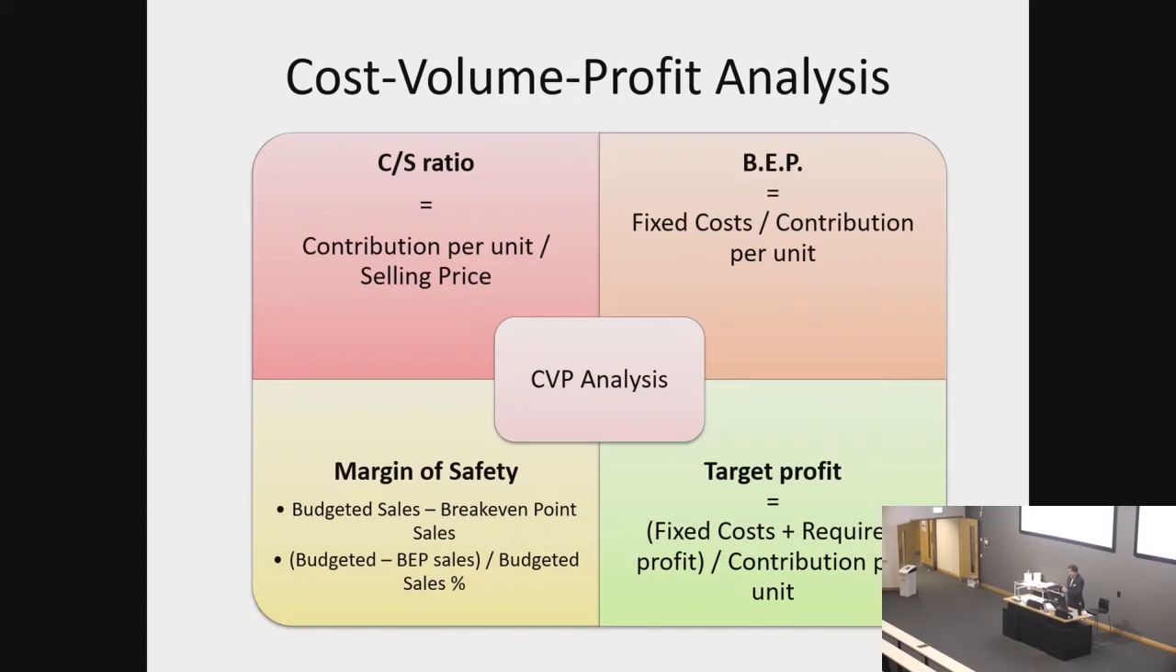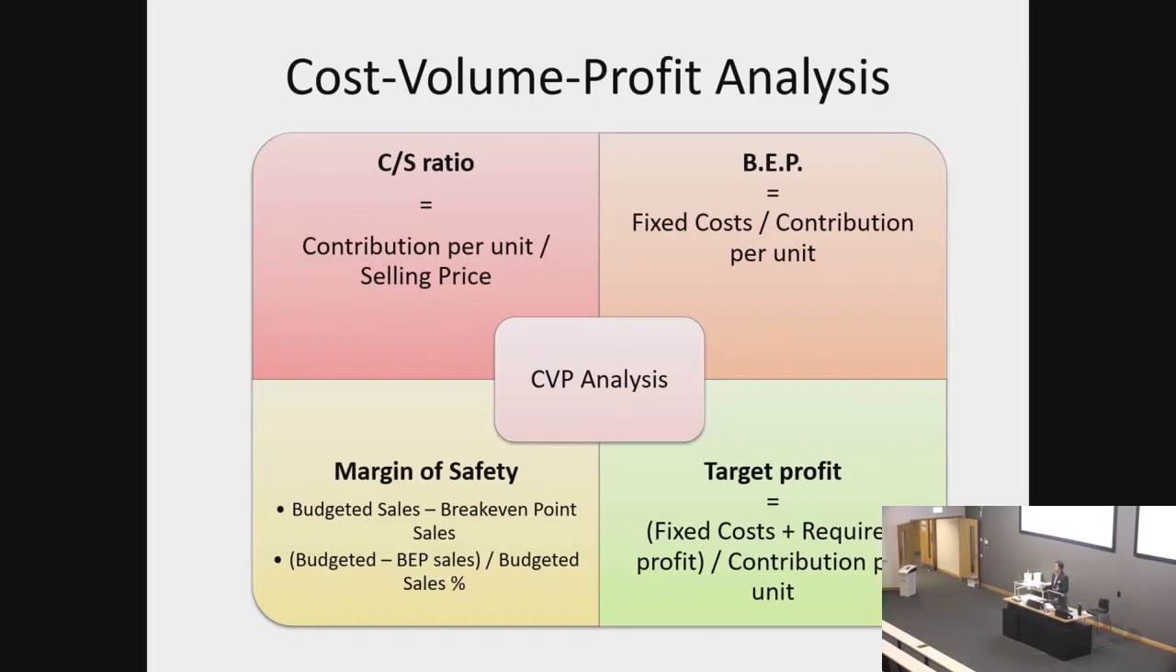The second one is the break-even point, which is fixed cost divided by contribution per unit. Break-even point is no profit, no loss, or where total revenues meet our total costs. And the third one is margin of safety. Margin of safety is linked with break-even point. So I give you an example to explain this concept.